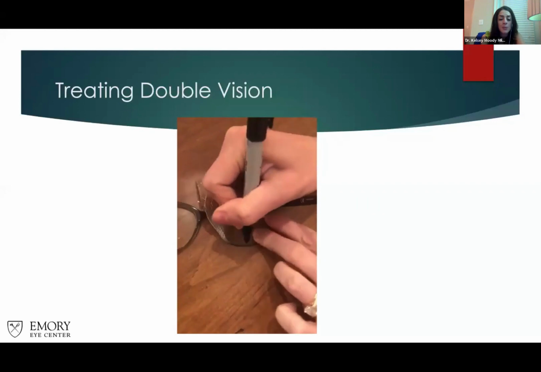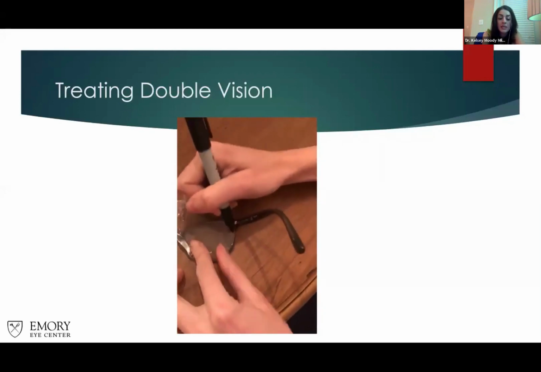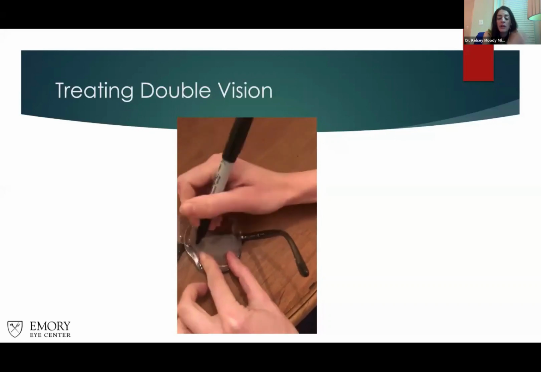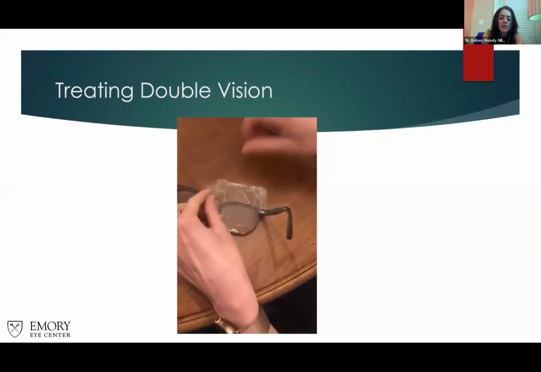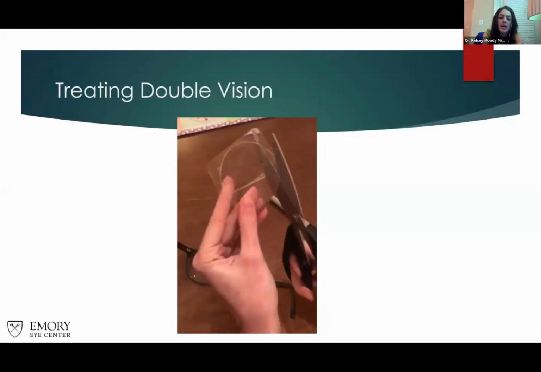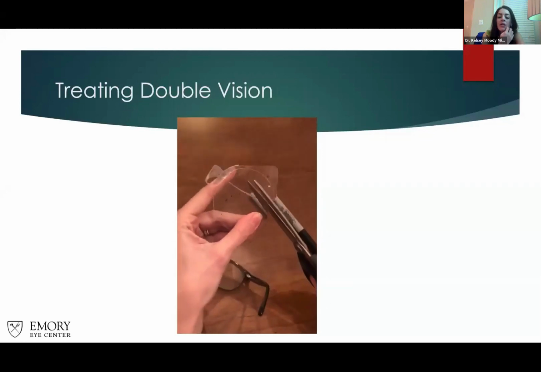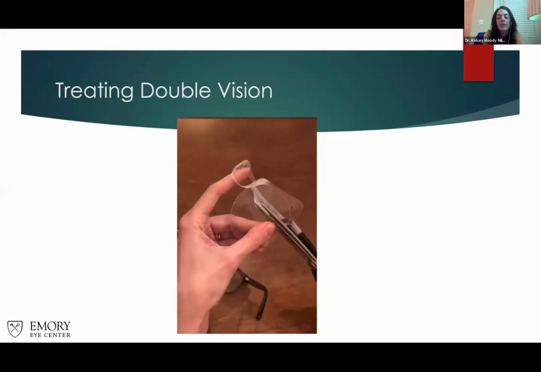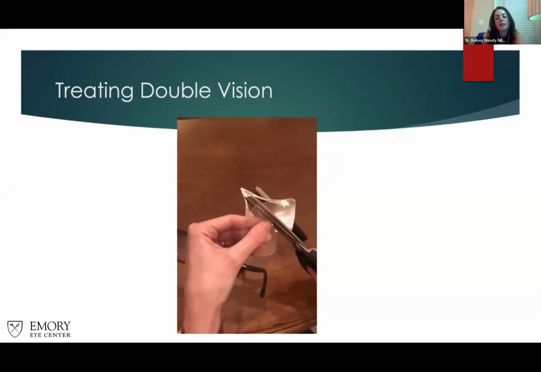I always put these on the inside of the patient's glasses. I find that it keeps the prism a little bit cleaner than if it were on the outside. It also helps it stay on a little bit better. And then I'm going to now cut the prism. I typically try to cut just inside of my line so that you're not going to see that marker. And it's actually better for the prism to be a little bit smaller than the frame than to be a little bit bigger.